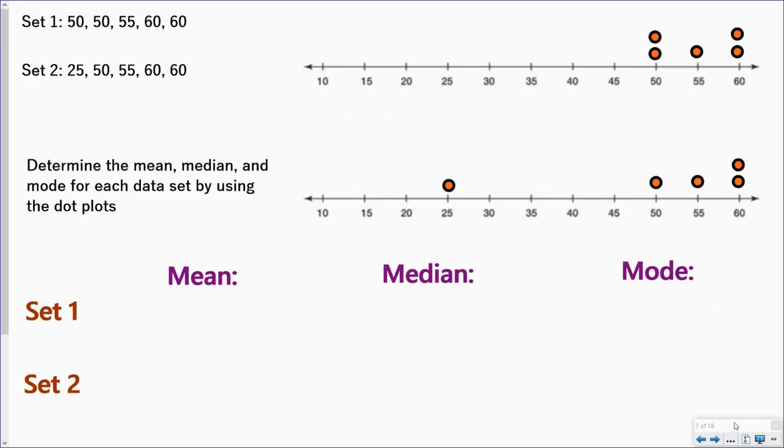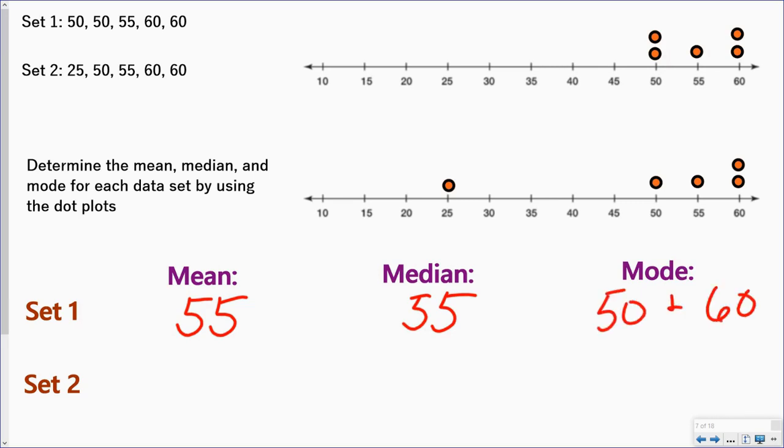So now, using those same dot plots, I'm going to determine the mean, the median, and the mode. So for my first one, my mean is 55. My median is also 55. And my mode would be 50 and 60. So for my data set 2, my mean would be 50. My median would be 55. And my mode would be 60.